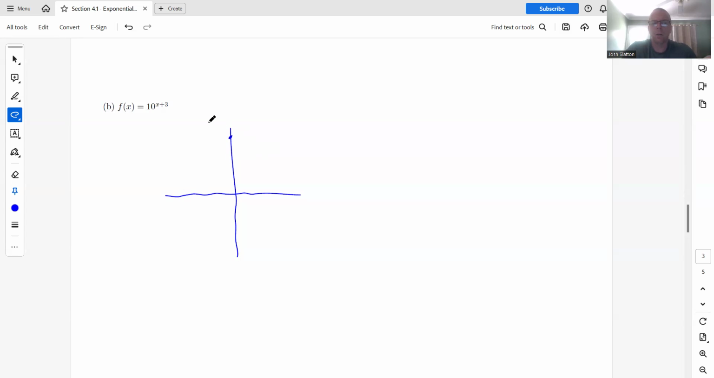Now, this is a horizontal shift. It is not a vertical shift. And so also, the bigger this number is, the steeper the graph will be. For instance, if you had 1.1 to the x, that would be a pretty flat graph. And then the bigger the a gets, the bigger that base gets, the steeper it becomes.